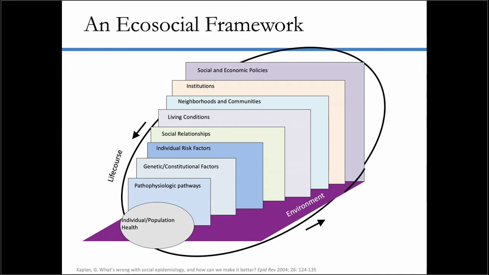Are we living in poor living conditions where we might not have adequate access to running water and or electricity, or basic needs that we all require to be able to live a healthy life? What do our social relationships look like? And how does that in turn influence our individual risk factors and behaviors that we engage in? And how do all of these conditions taken together impact our genes and other factors, and then lead to pathophysiological differences that can impact not only our individual health, but also population health?